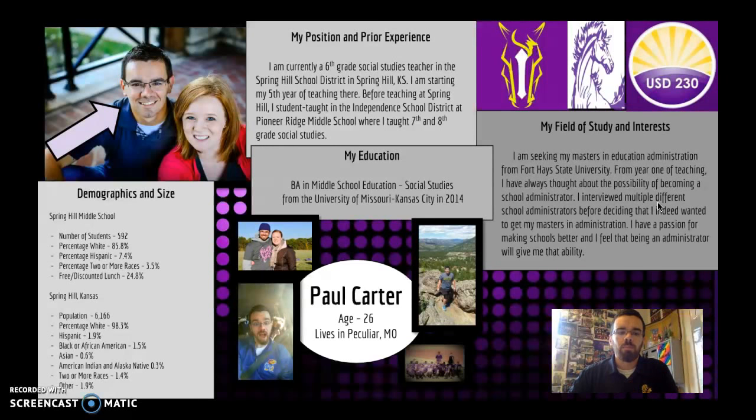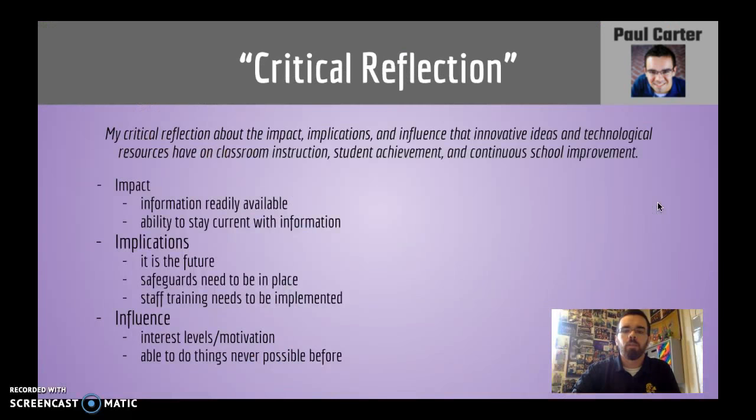My middle school has about 592 students. We are one of the fastest growing school districts in all of Kansas. In Spring Hill, we're actually having to open up a new middle school next year, and then in 3 years we're going to have to build and open up yet another one. And you can see the number of students, the percentage white, Hispanic, and mixed race there, as well as our population of our overall town. So we are a small school district, but we are growing very rapidly.